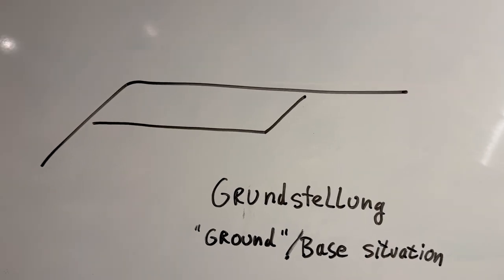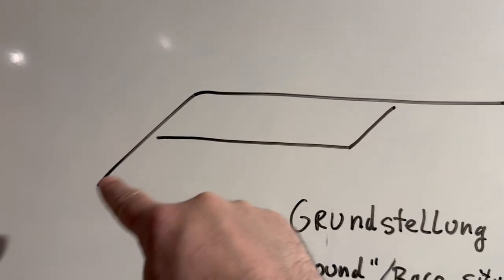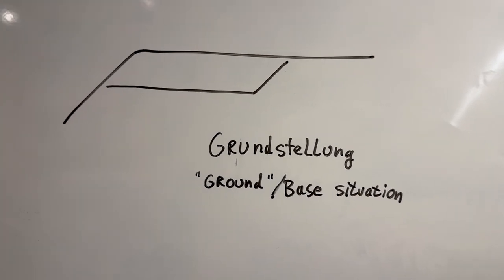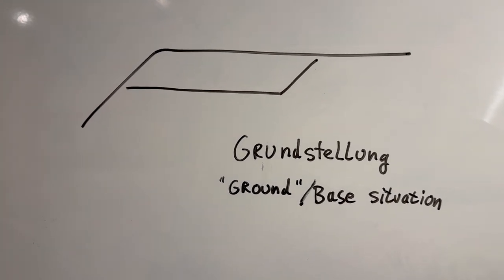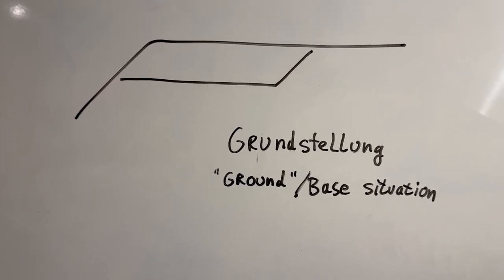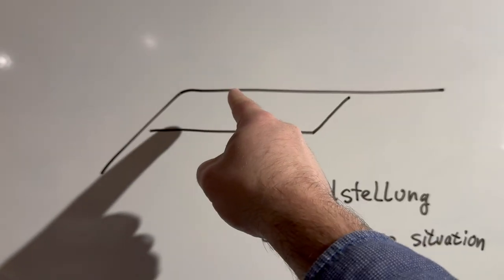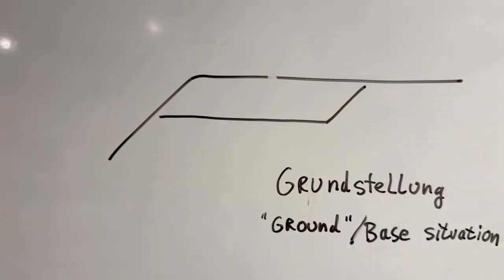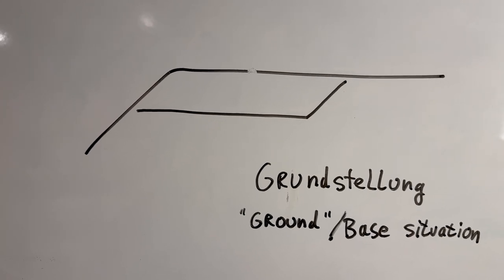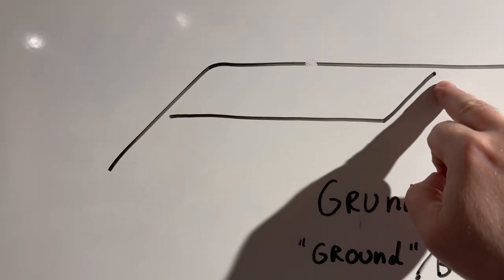In this image, I've left out all the Nebengleis, all the secondary tracks, so we only have the main tracks. And because the station is unmanned, there really should be a Grundstellung, a ground or a base situation that's fixed, so that it's clear that if you enter the station, you end up on this track normally, unless a different train is in the station and has unlocked the station and changed these switches.